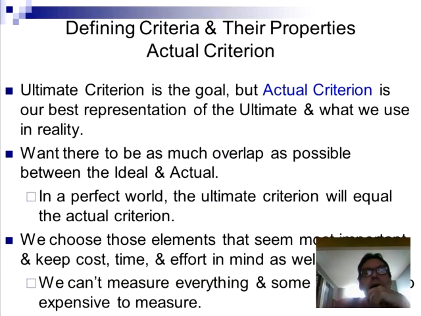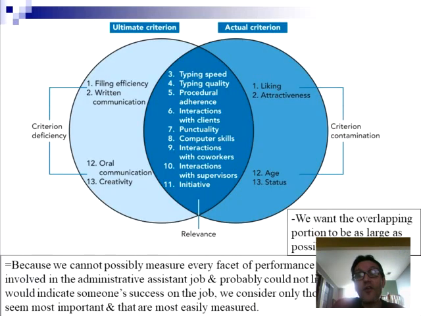Okay? And so, there we go. I just said that the ultimate criterion is a goal, but the actual is what we actually use. And obviously, we want there to be overlap. What do I mean by overlap? Take a look. On the left side, the lighter blue circle is the ultimate criterion, what we ultimately want to have.